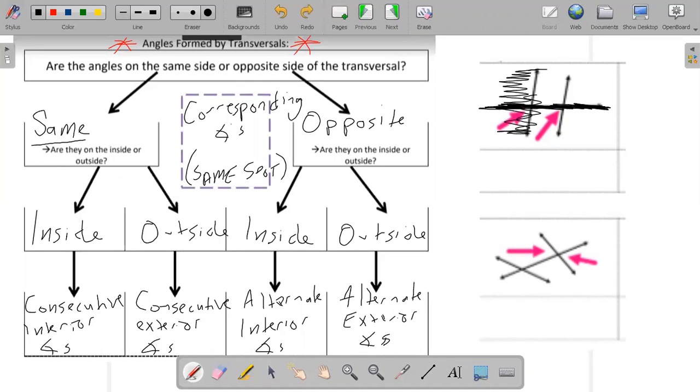Now I'm going to do the same thing with the other one. Cross off this. Where is this angle located? Top left, top right, bottom left, bottom right. Bottom right. So think about it: this would be top left, this would be bottom right. That's bottom left. It is bottom left. So they're both in the bottom left, which means they are in the same spot, so this is going to be corresponding.